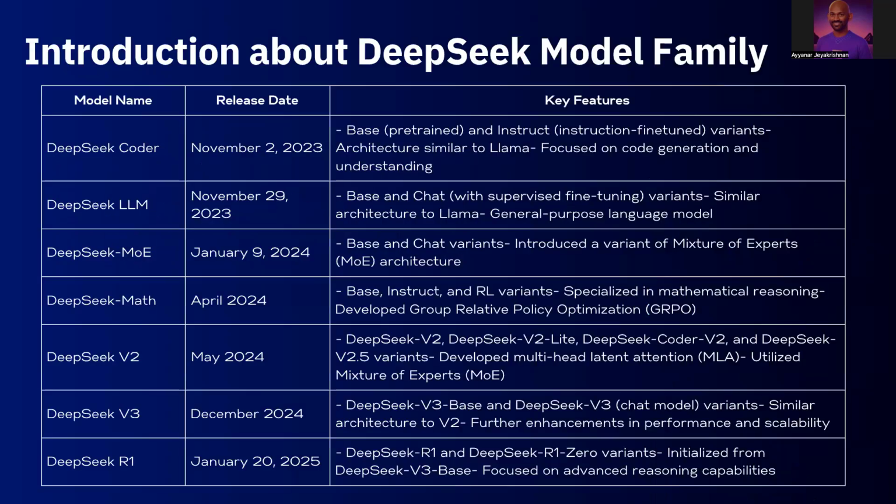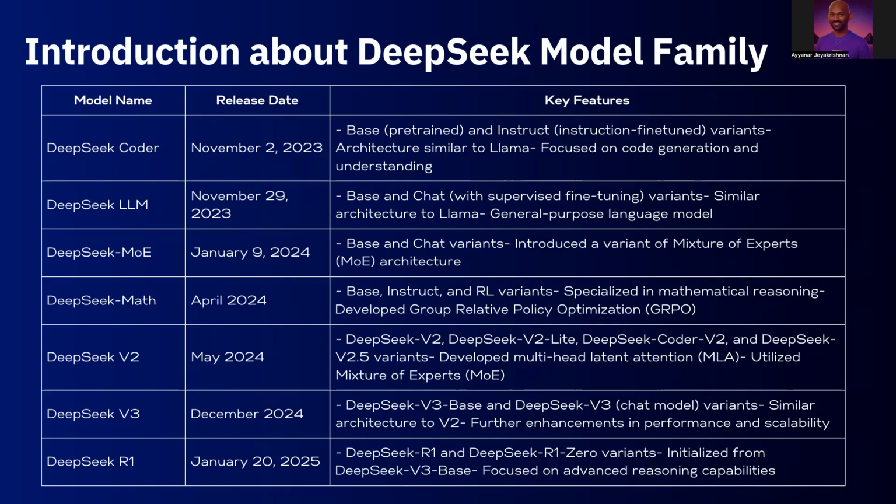Let's have some introduction to the DeepSeek model family. The DeepSeek R1 model did not come out of nowhere. There is a family of models from DeepSeek. In 2023 they announced DeepSeek Coder. Then, as everybody wants to, they fine-tuned and optimized inference, so DeepSeek also came with a mixture of experts model in January 2024. And then DeepSeek Math came into the picture, where they added a lot of reinforcement learning and their group policy optimization.